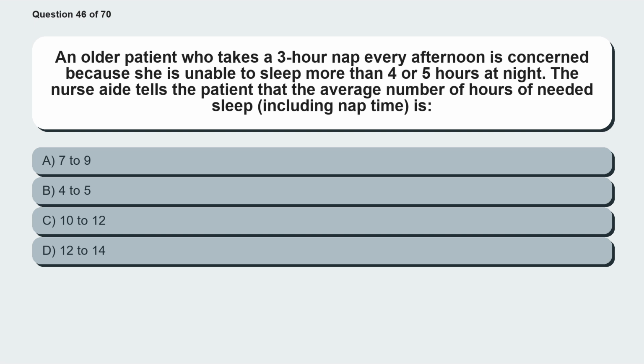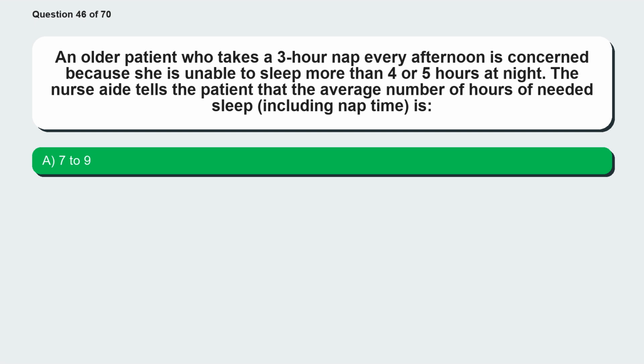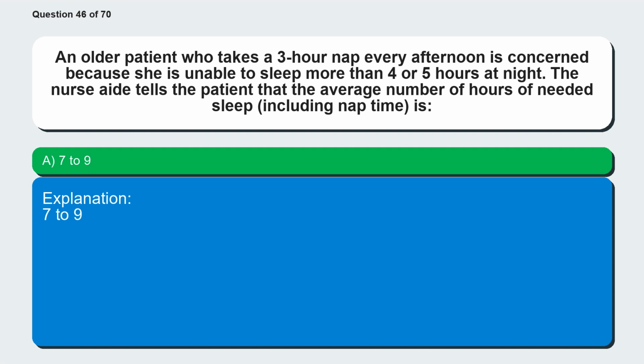Question 46. An older patient who takes a 3-hour nap every afternoon is concerned because she is unable to sleep more than 4 or 5 hours at night. The nurse aide tells the patient that the average number of hours of needed sleep, including nap time, is: Option A, 7 to 9. Option B, 4 to 5. Option C, 10 to 12. Option D, 12 to 14. The correct answer is option A, 7 to 9.